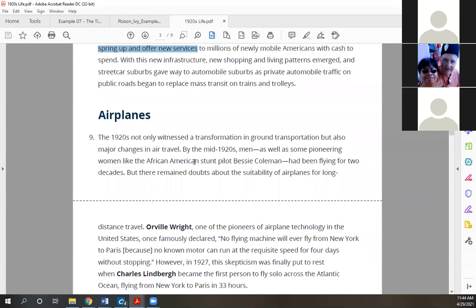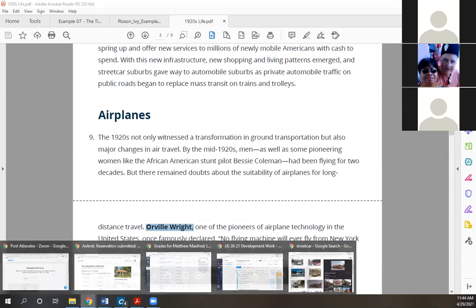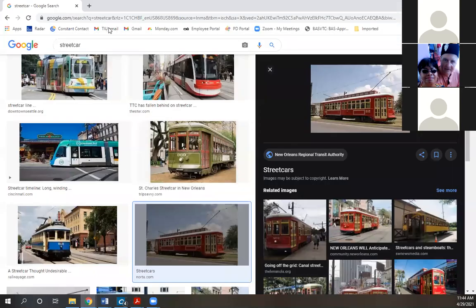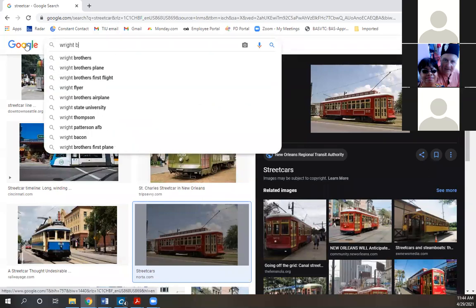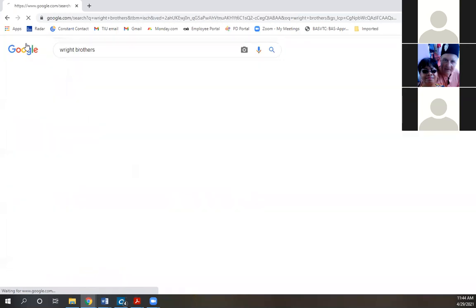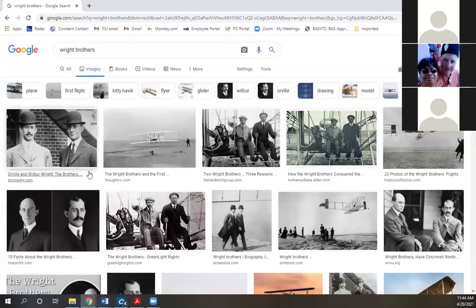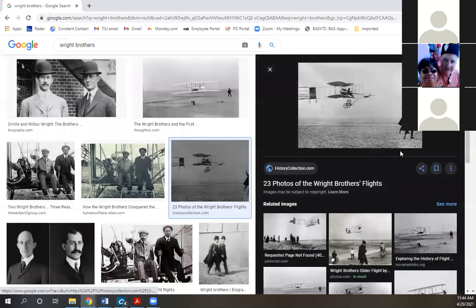Another thing, now we'll talk about airplanes for a little while here. Okay, airplanes. It mentions Orville Wright. Okay, do we know the Wright brothers? Let me pull up a picture. I've heard of the Wright brothers before. You know I have. Who were the Wright brothers?